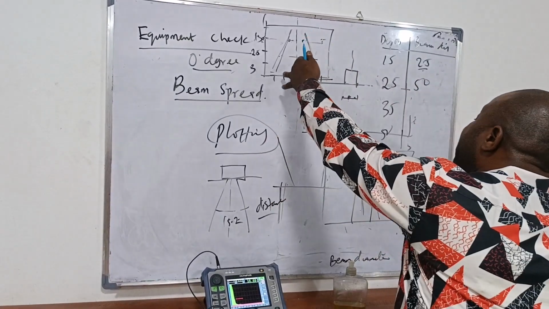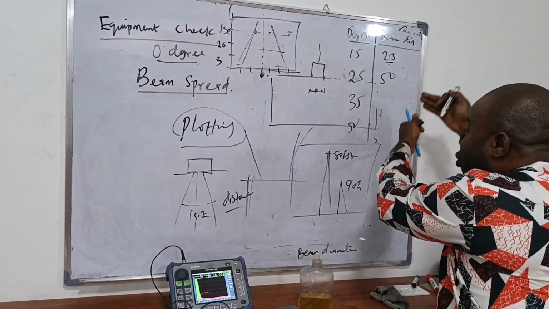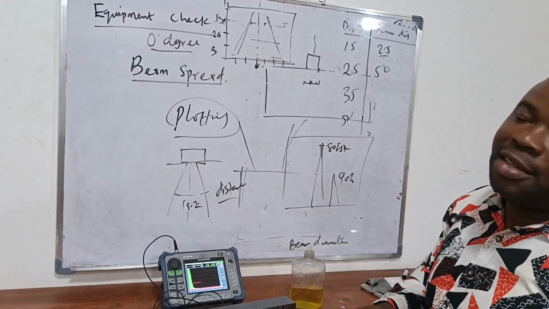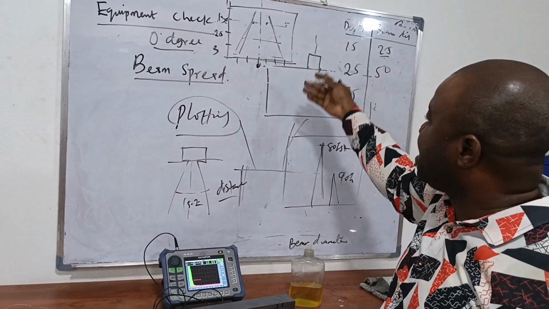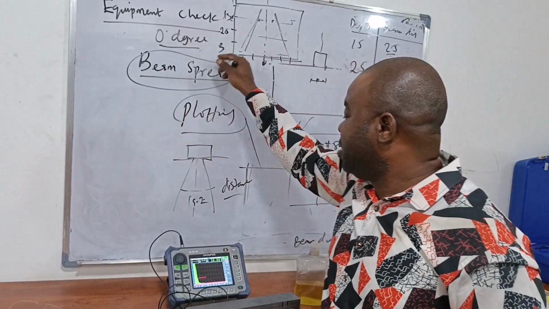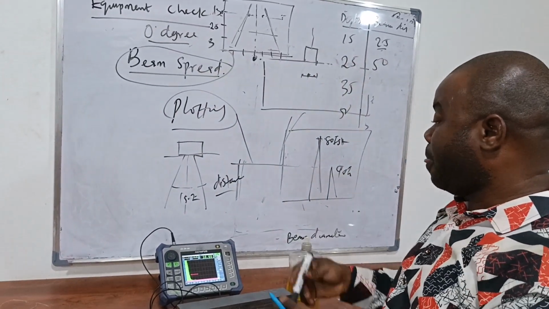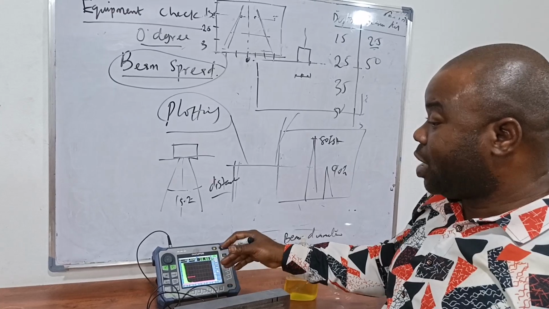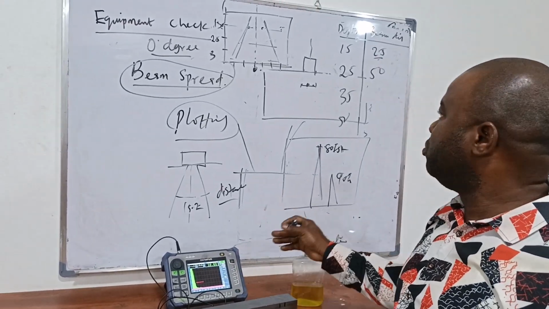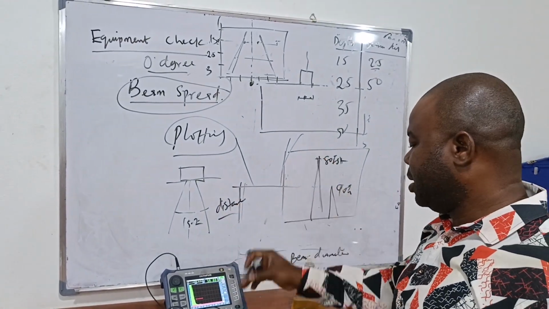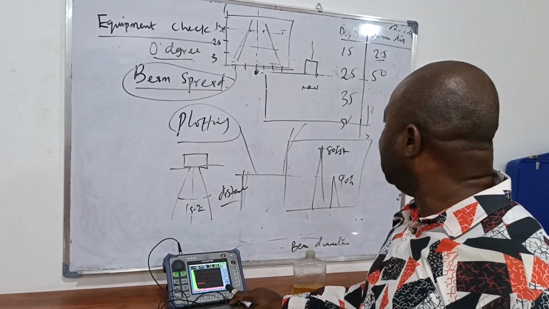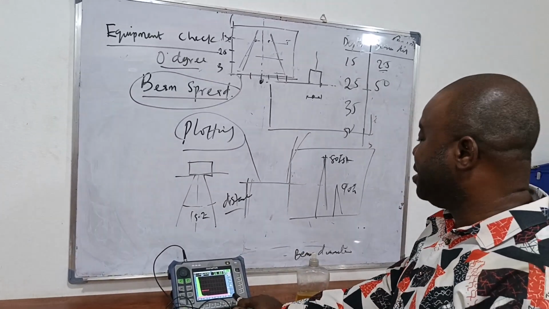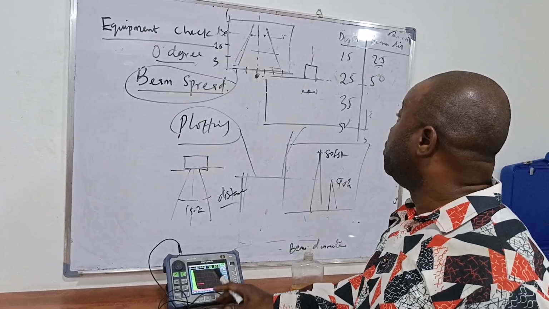By the time you plot it, you will get your beam spread. This beam spread should coincide with the one you calculated. By the time you calculate the angle from this beam spread, that verifies that your beam spread is indeed okay. It's something you can demonstrate practically on your own. Get a probe, get an IOW block, and you can plot the beam spread. This is for the 0 degree probe.